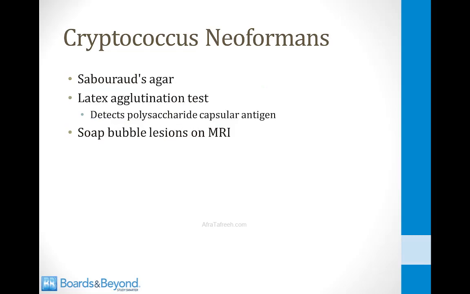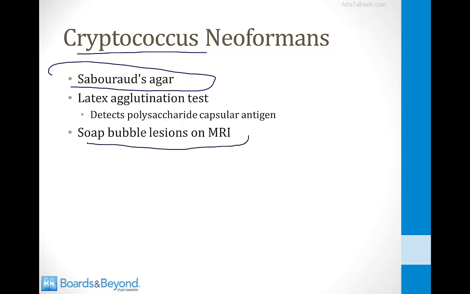There's a couple of different ways you can make the diagnosis of cryptococcus meningitis. One is to culture the bug on something called Sabouraud's agar. So this is an agar that's used to culture dermatophytes, like when you're culturing for athlete's foot, but it will also grow cryptococcus. And then there's something called the latex agglutination test that detects the polysaccharide capsular antigen. Basically, you mix the cerebrospinal fluid with latex beads, and the latex beads will agglutinate or stick together if cryptococcus is present. And then finally, there's something called soap bubble lesions on MRI, which are very rare, but if you see these, they strongly suggest cryptococcus. I'll show you a picture of that in a minute.